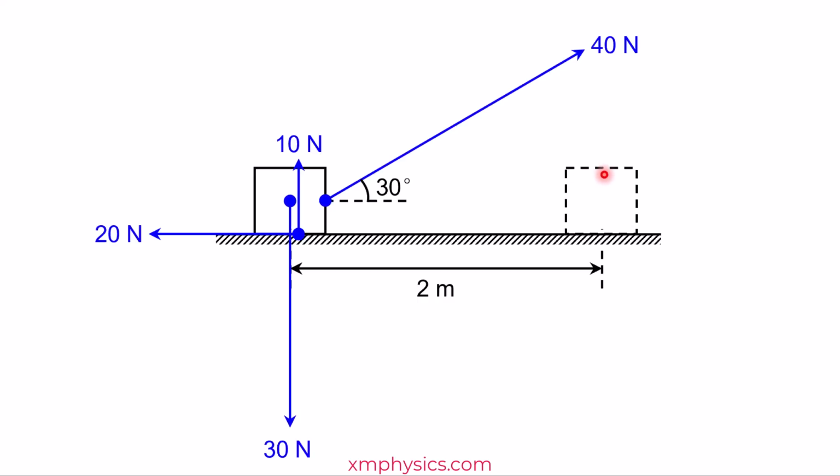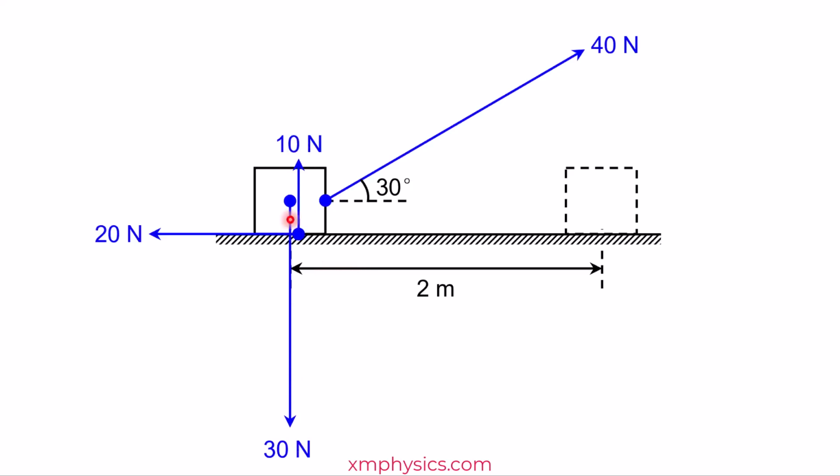Or maybe the gain in KE of the block. So you have learned the concept of work done by forces. So what we have to do is to just figure out the work done by all these forces, and that will be the gain in KE of the block. So let's start with the 10 newtons and the 30 newtons.